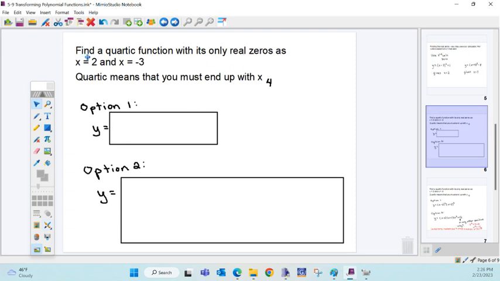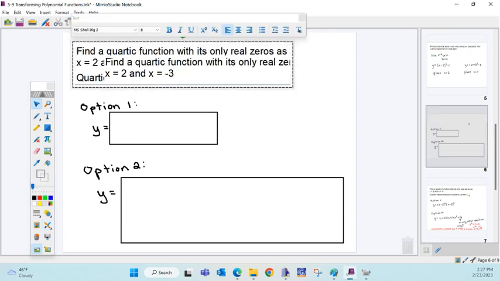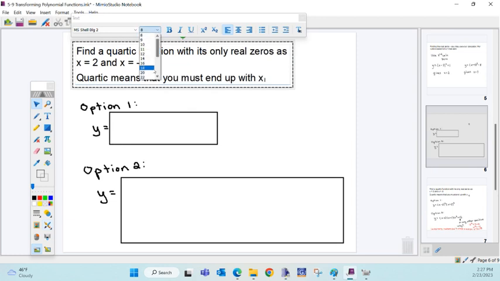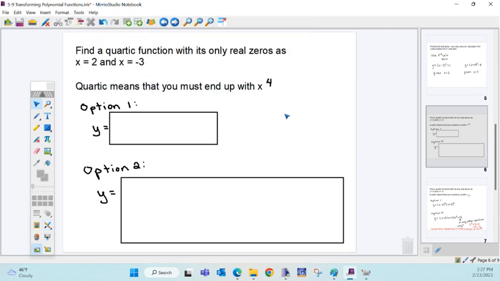All right. This one is, again, bouncing back to some other things. Oh, this should not be, okay, let me change this. This should be x to the 4th. It should not say x with a subscript of 4. So let's fix this up. There we go. Quartic means that you end up with x to the 4th as the first term if you were to multiply everything out.